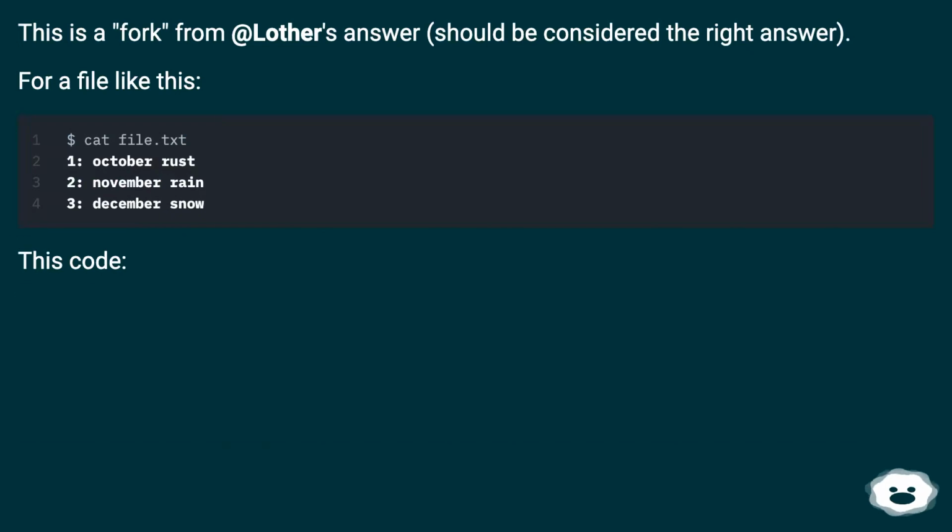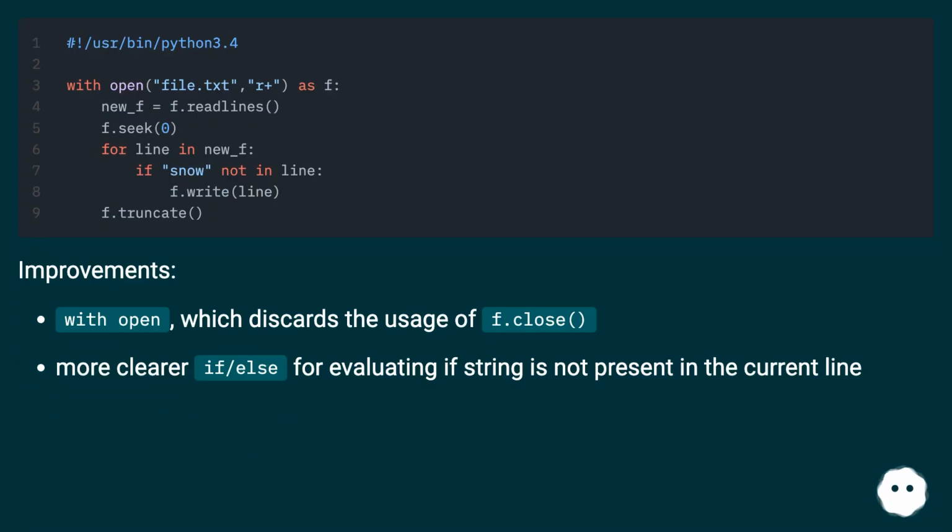This is a fork from Adlotha's answer, should be considered the right answer. For a file like this, code improvements: with open, which discards the usage of f.close, and a clearer if/else for evaluating if the string is not present in the current line.